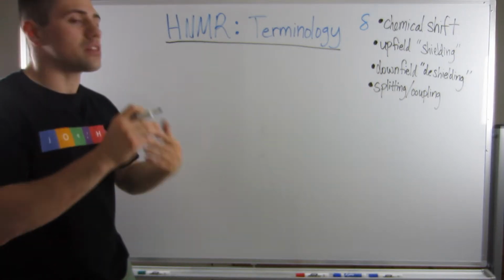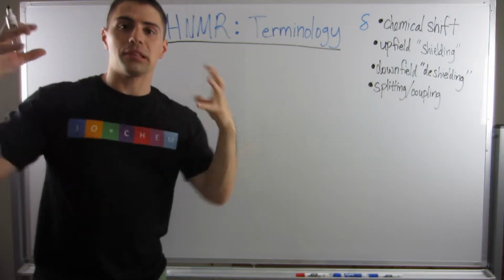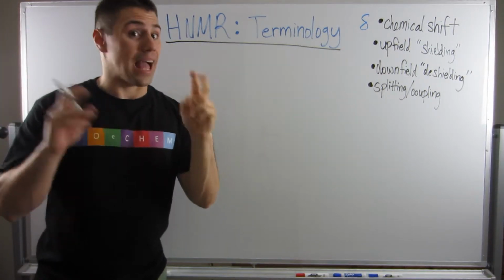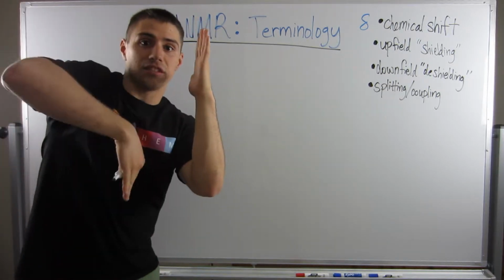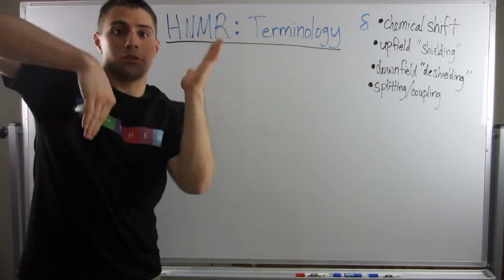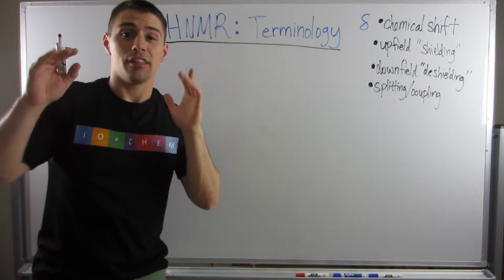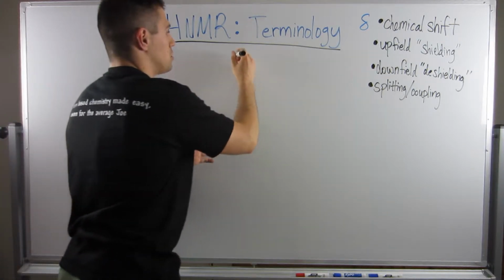Okay, so in the last video we talked about how the NMR machine uses an external field and applies it to your sample, and all the hydrogen nuclei in your sample that act as little bar magnets are either aligned with the field or against the field, and they're constantly switching back and forth, giving off energy. Okay, little recap.